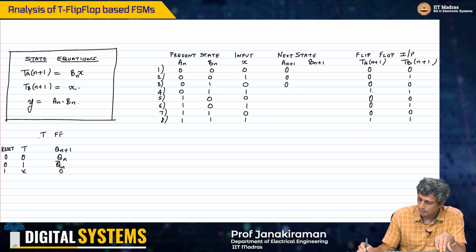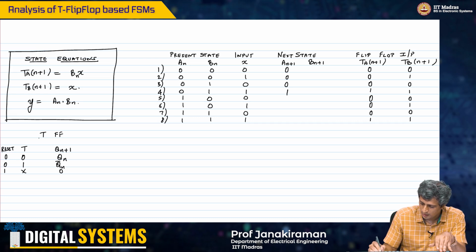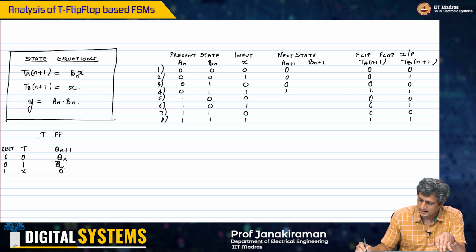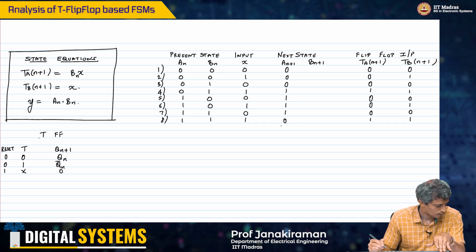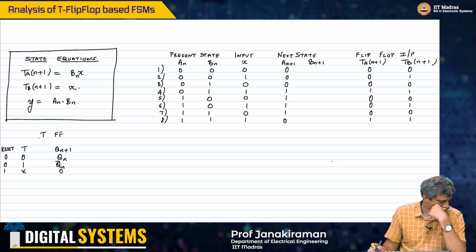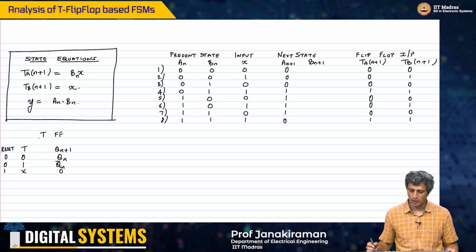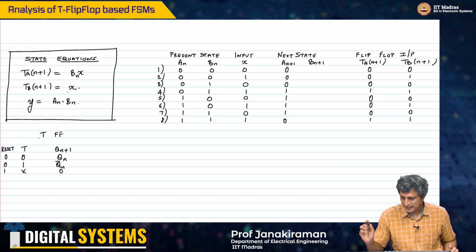Because TA is now 1 in the 4th entry, it will toggle whatever An is, right? And therefore, you will get a 1 there. Then again, next 3 entries, you will just retain 1, 1, 1, 0, right? And therefore, the next state table will be like this for An plus 1. Bn plus 1 is going to be just X, right?